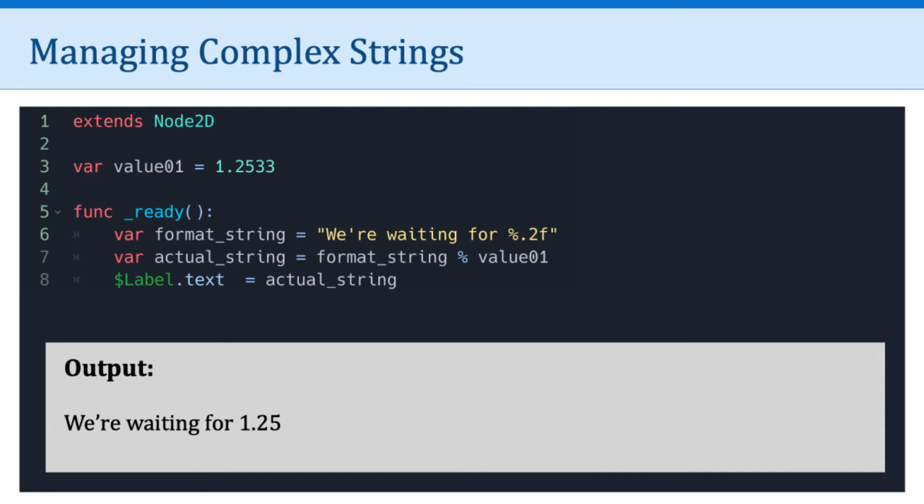Take a look at line 6. Here we're saying format string equals, we're waiting for placeholder, but after the placeholder, the percent sign, we're saying 0.2, meaning we want 2 decimal points of a float, F. That means a real number. And so the output here, if we passed format string placeholder value 1, the output would be we're waiting for 1.25. So that's a way to round that much longer float number.